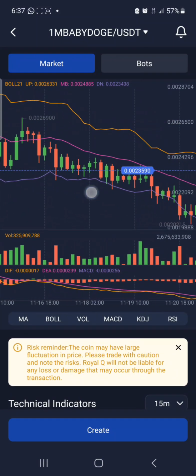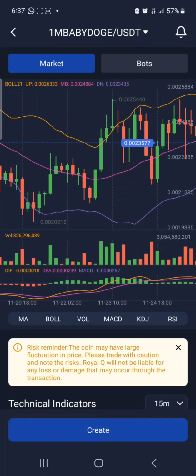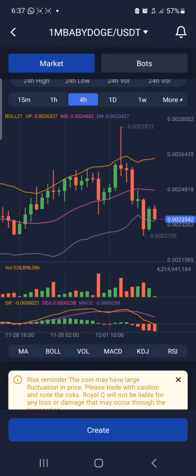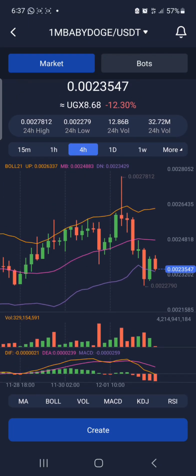I hope you got something. So you see, in most cases, after the squeeze, the bubble comes. After the squeeze, the bubble comes. Let's look at another indicator, which is the volume indicator here.